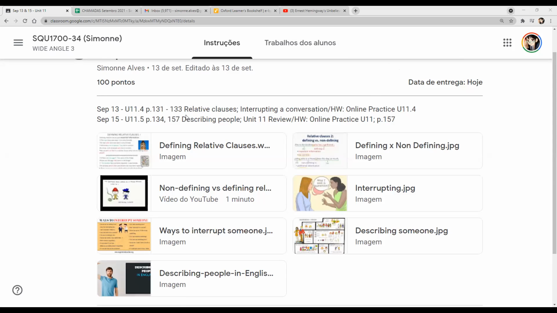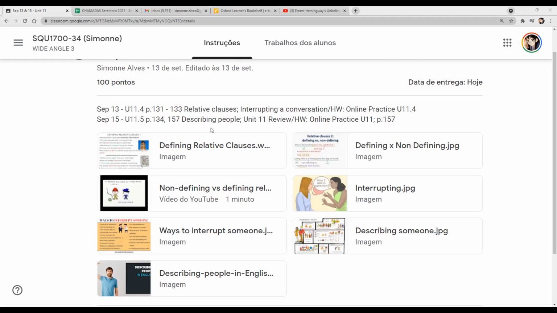Today we are finishing Unit 11. This is the last page of the unit and the last lesson of the unit. That means we only have one more unit to go. We just have Unit 12 and then we're done. Wide Angle 3 is over and done. How do you feel? It's good, isn't it? We just have a few more classes and then we're done. That's it. All right, people.